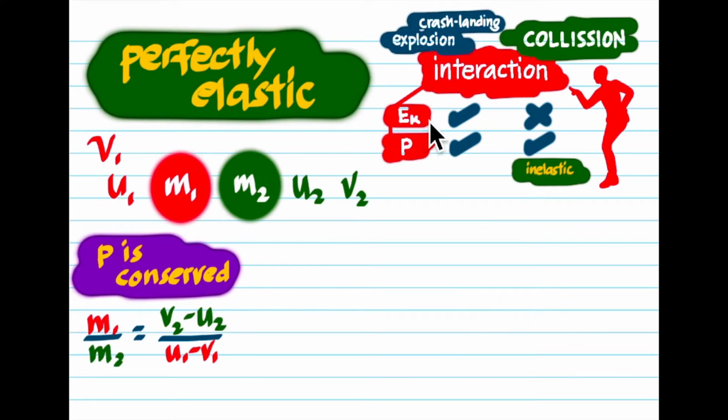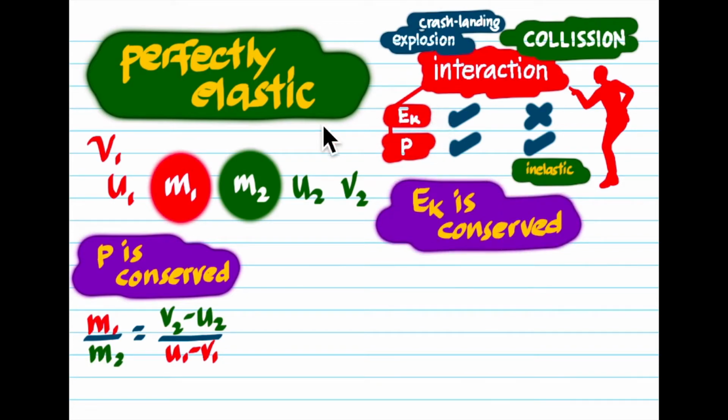Now, we see the other one, the kinetic energy. It is also conserved when the collision is perfectly elastic, alright? The kinetic energy of m1 is half of this mass times the square of its u1.